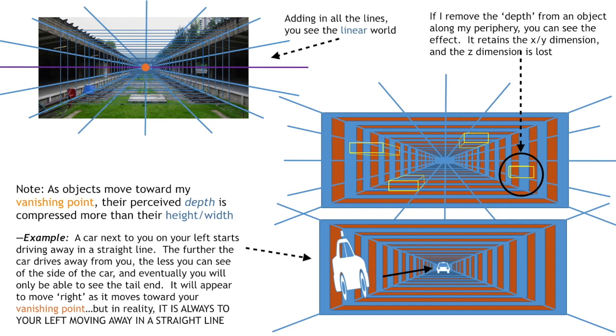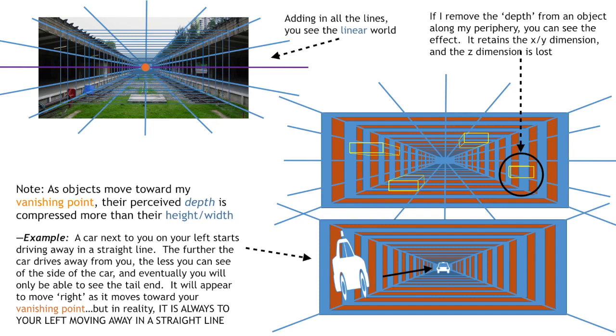So if I remove the depth from an object along my periphery, like I remove some of its z-axis component, you can see how it might look. It retains its XY dimension, and the z dimension is lost, let's say. If we just removed more and more of the depth of the object, essentially it just looks like a rectangle again. So note, as objects move toward my vanishing point, their perceived depth is compressed more than their height or width are.